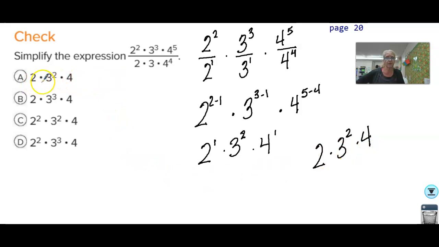So let's see which one of these is correct. Wow, A is looking really good to me. Yep, I think A is our winner right there. Okay.